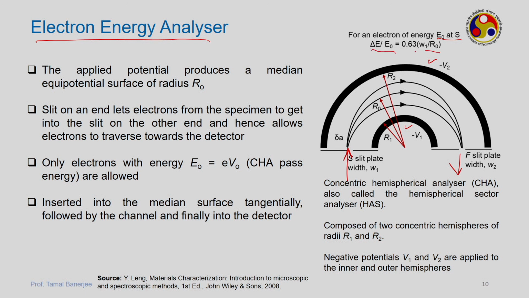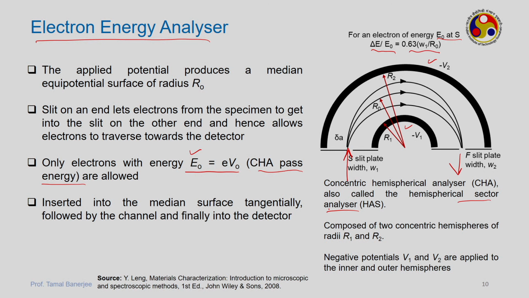of this XPS is governed by the relation 0.63 W1 over R naught. What is R naught? R naught is the particular radius where the voltage is V naught, given by the expression E naught, the energy of the electron coming through R naught, equal to E into V naught. So, this is the CHA pass energy. What is this CHA pass energy? This entire system is known as a concentric hemispherical analyzer, also called a hemispherical sector analyzer.